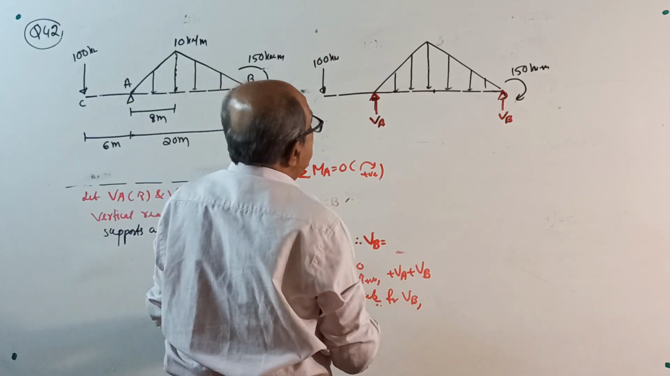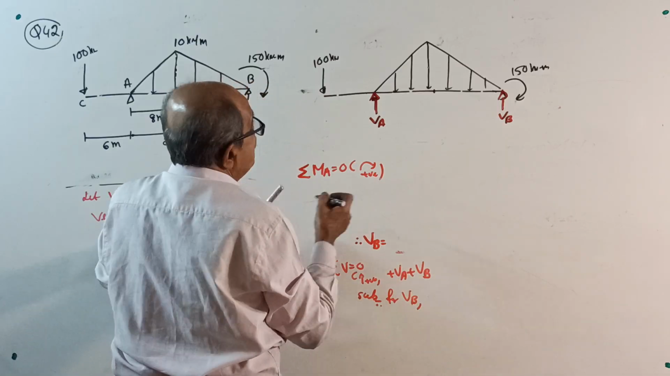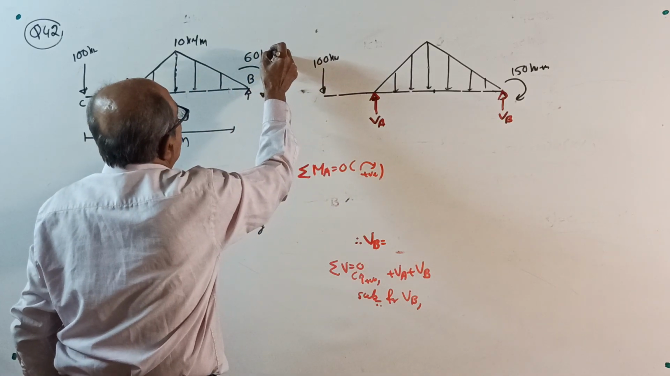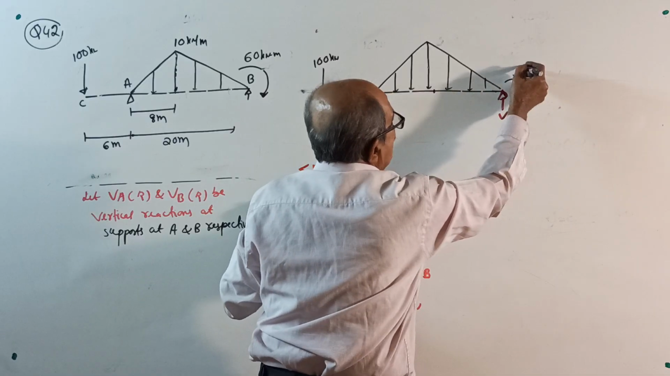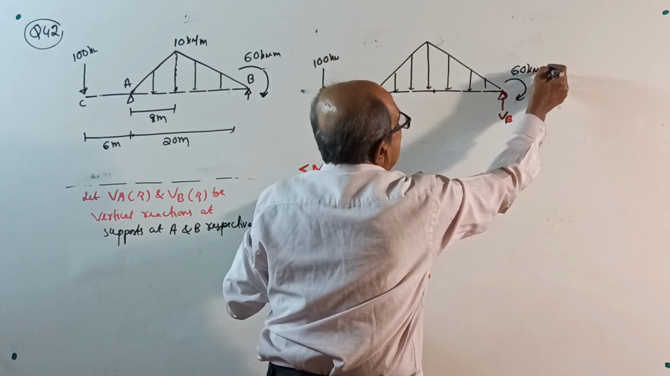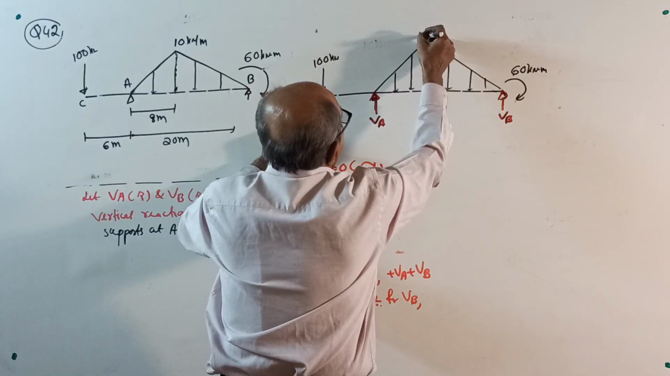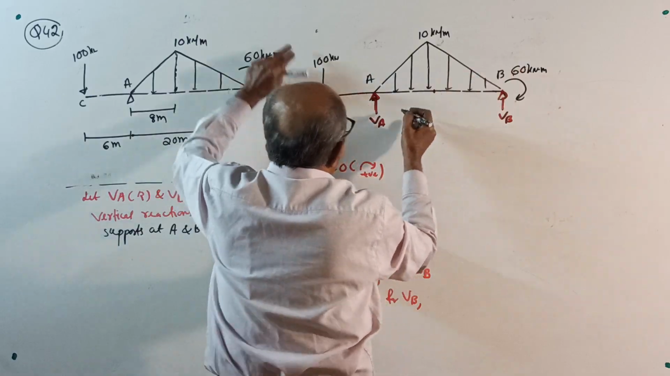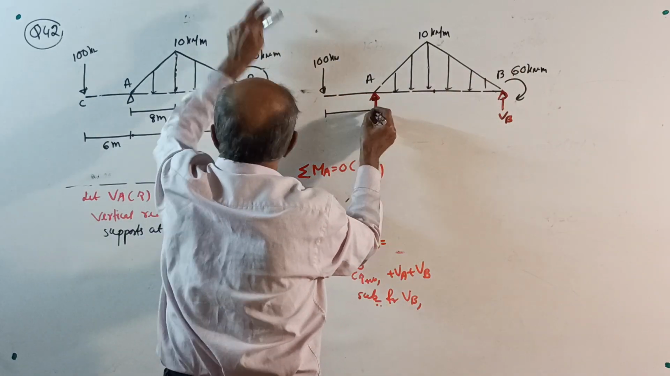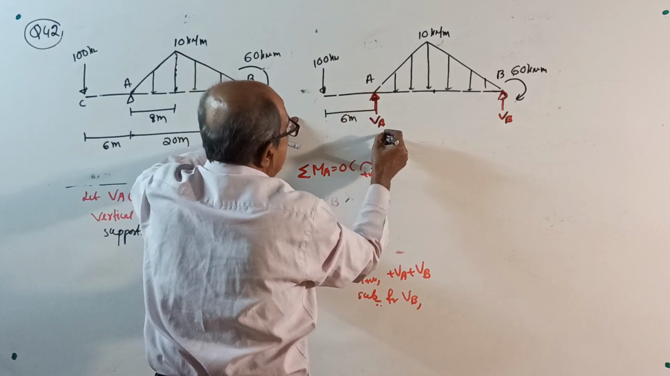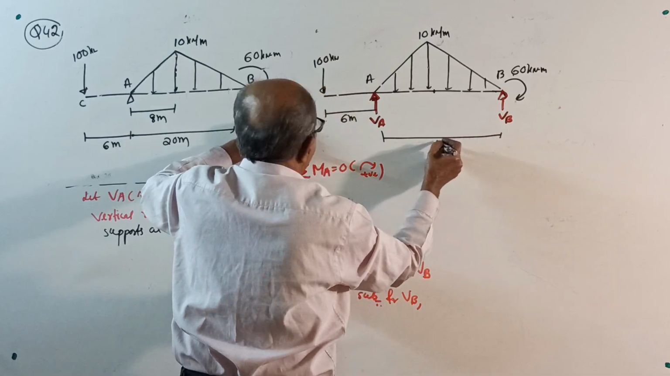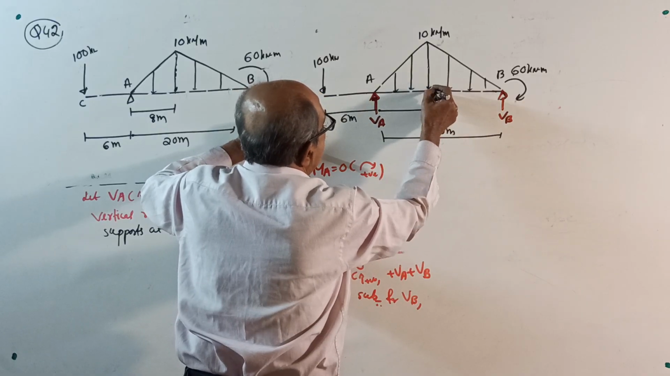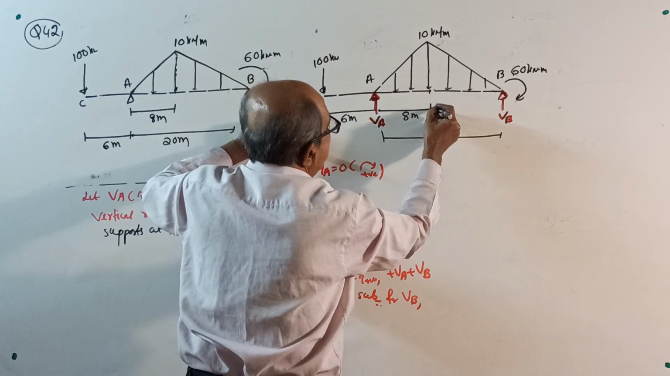If I put 150 kilonewton meter clockwise, the lifting effect may be gone. So instead of 150, make it only 60 kilonewton meter, because I do not want the lifting effect there. I want a negative sign there. Now this is 10 kN per meter. This is A, this is B, then 6 meter. This full length is 20 meter. The cut lengths are up to here 8 meter, and this is 12 meter.